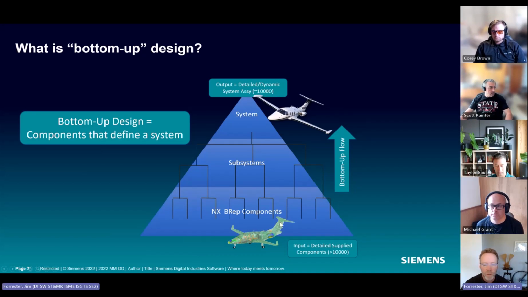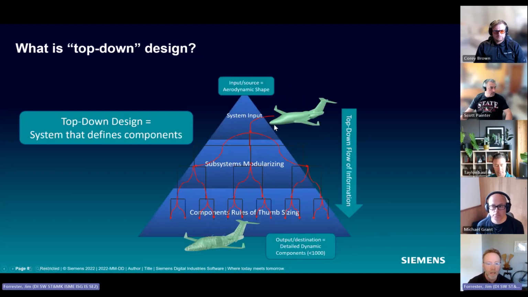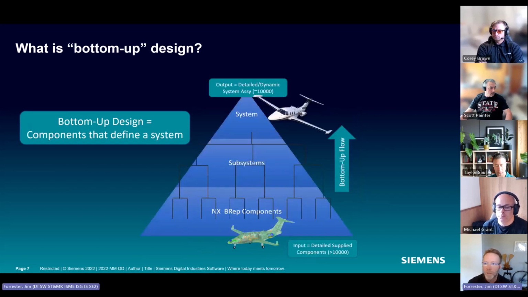So you have all these components below, and you have to organize them in a way that they make a product at the top. It's important to note that in top-down design, you're talking about some fraction of the BOM as far as number of components, usually a small fraction. With bottoms-up design, you're talking about all of them. Okay.